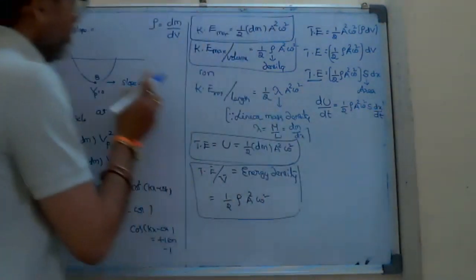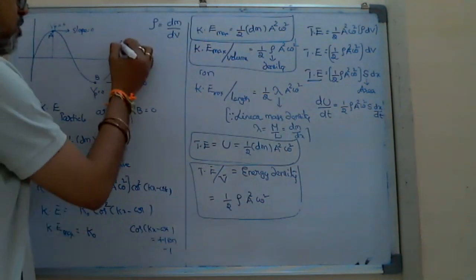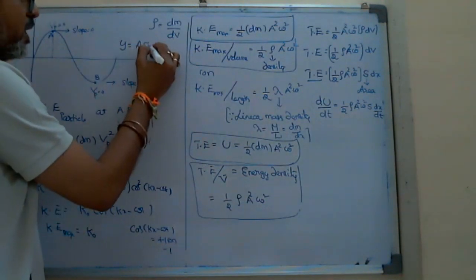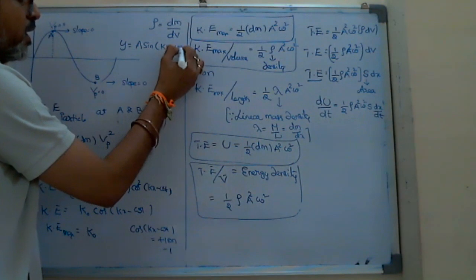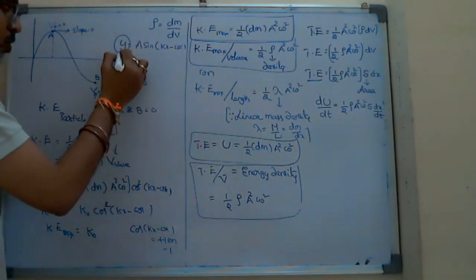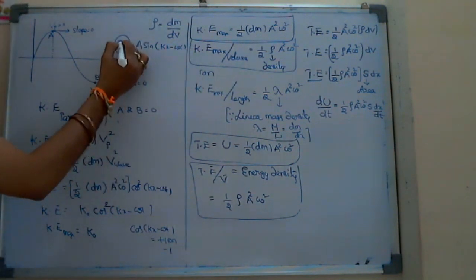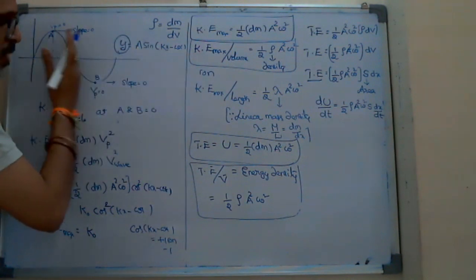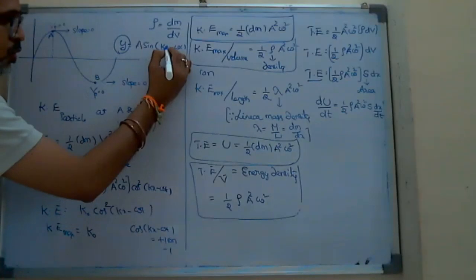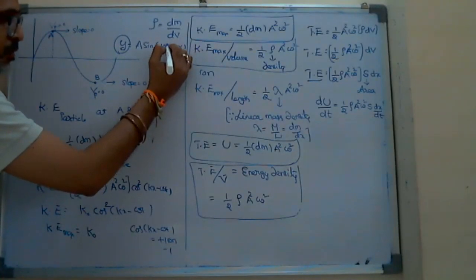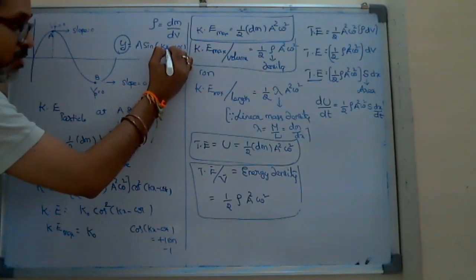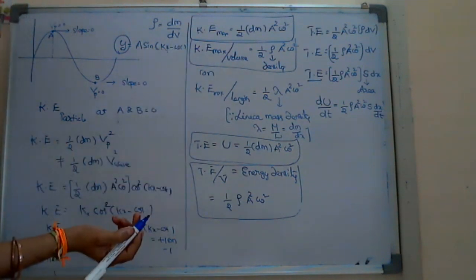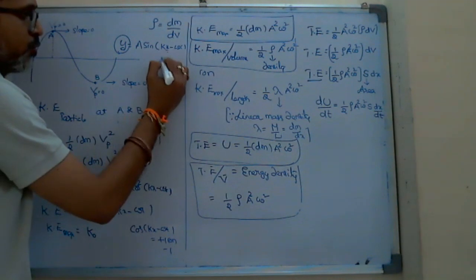Yesterday I told you, dy by dt, if you take in the equation y is equals to a sine (kx minus omega t) and differentiate this term, you will get velocity of particle. Why? Because it is the displacement of particle. Here x is the displacement traveled by the wave, so if you differentiate x with time, you will get velocity of wave. Okay, very simple. So don't get confused.